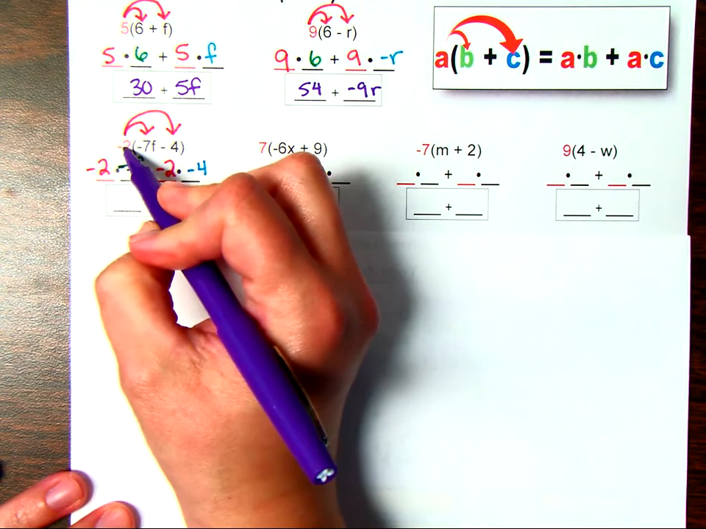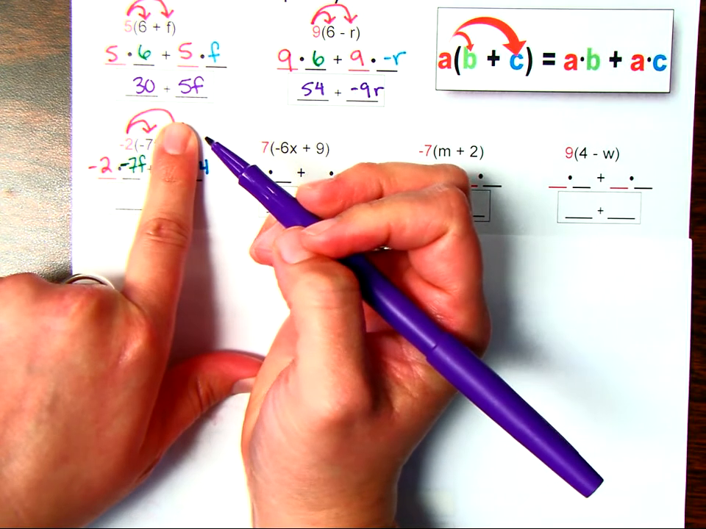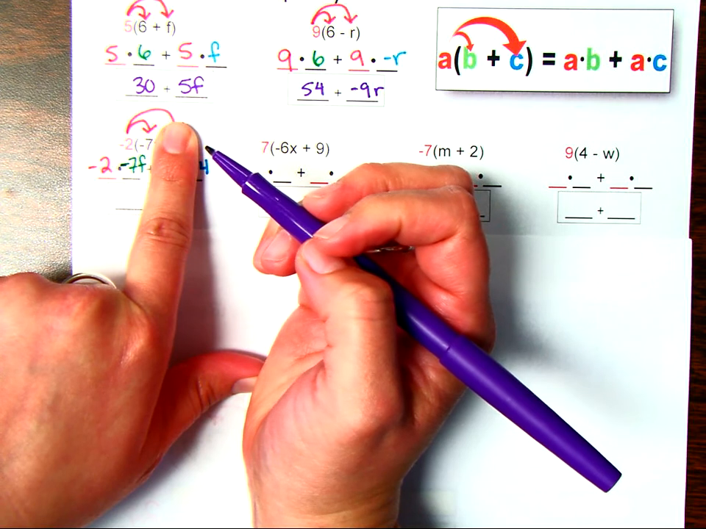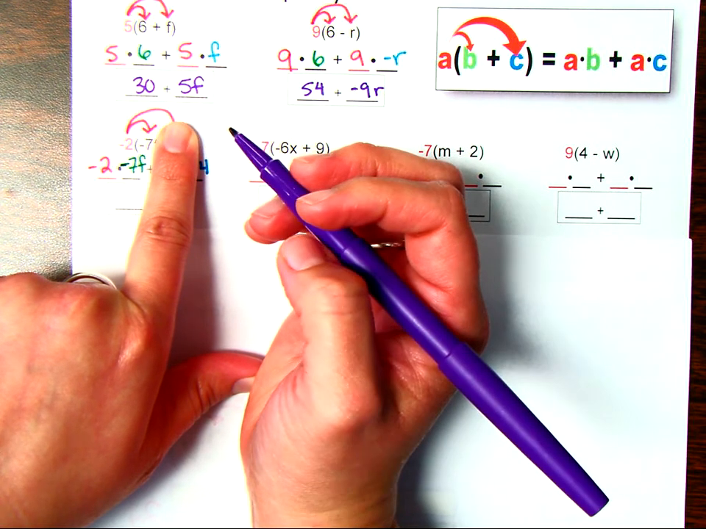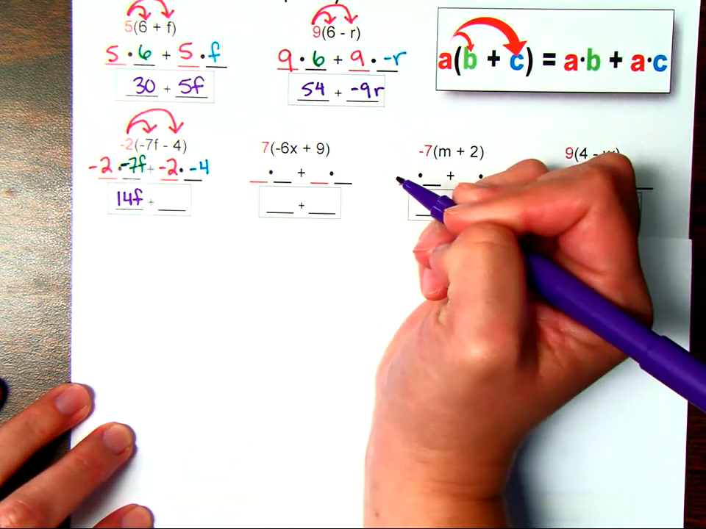So if I said negative 2 times negative 7, well, a negative times a negative is a positive, and 2 times 7 is 14. And then I just bring my letter f down.